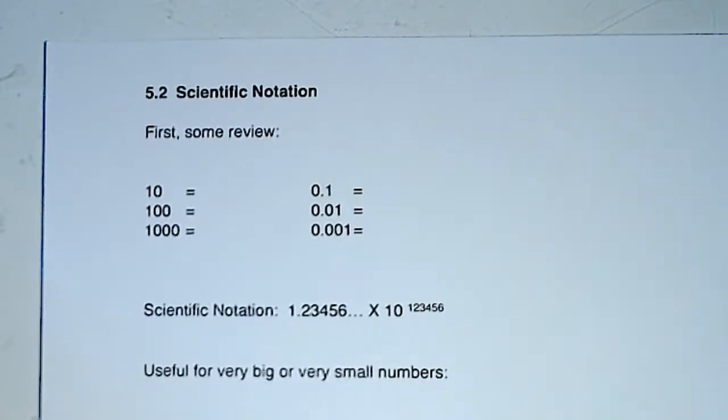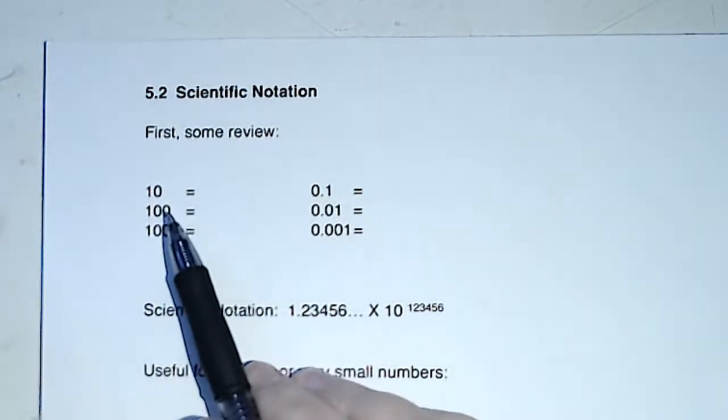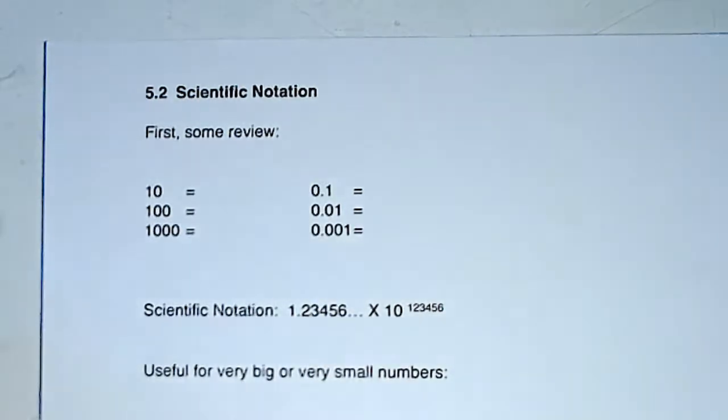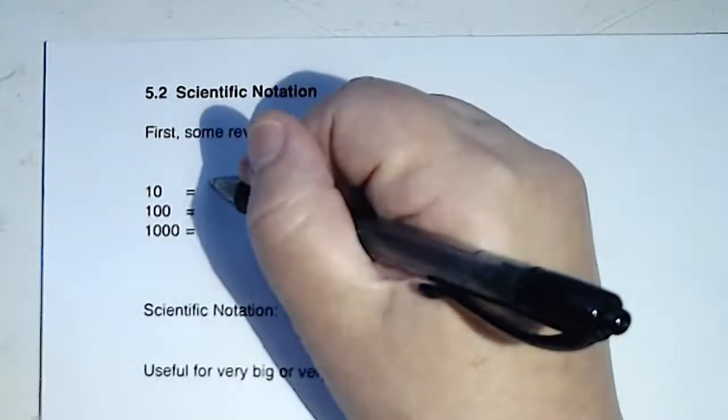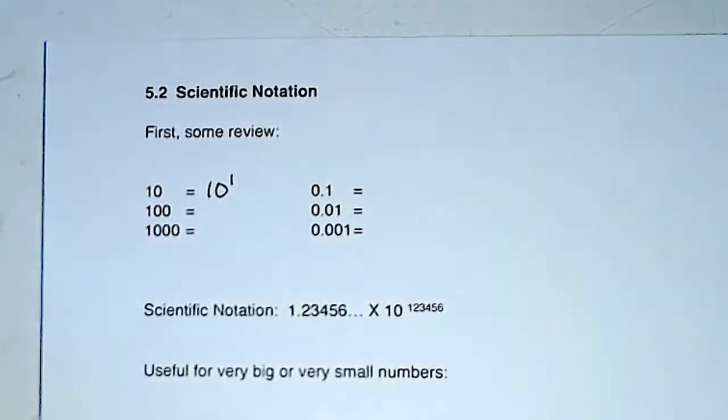Here we go. Math 60, 5.2 scientific notation. Let's hit it. First, we're going to do some review. Because we just finished a section all about exponents, we are going to go ahead and review some powers of 10. At first, if I just gave this to you, there'd be no way to know where I'm going with this. So, 10, I'm going to write as 10 to the first power.